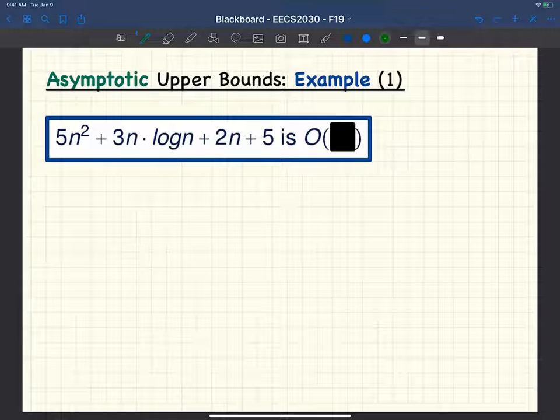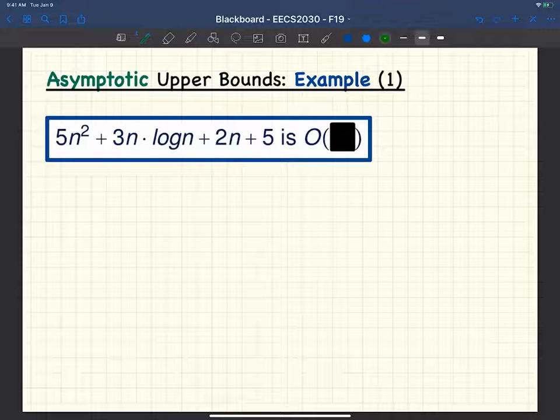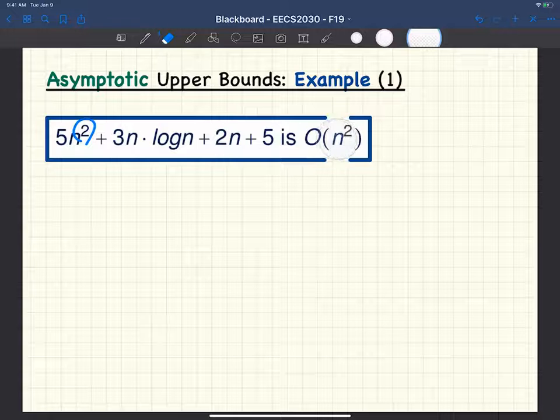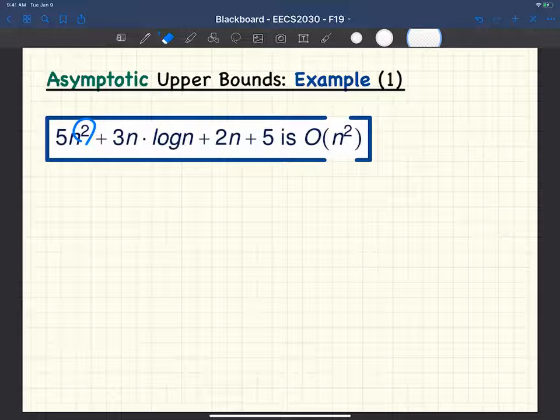5n squared plus 3n log n plus 2n plus 5. What should be the tightest asymptotic upper bound? N squared, would you agree? Because, easy, the highest power is here, okay? Not surprisingly, n squared. Now, that's an easy part. How do you prove it?